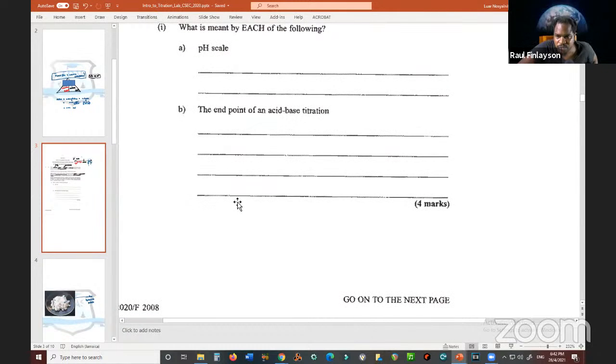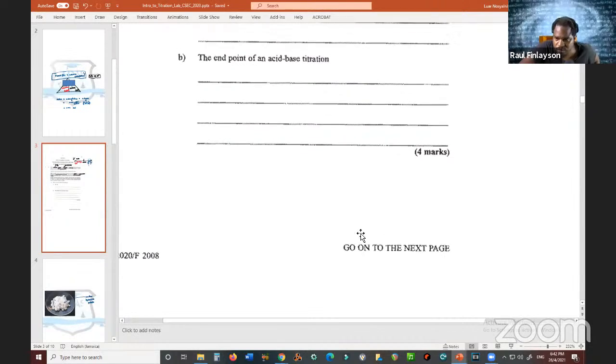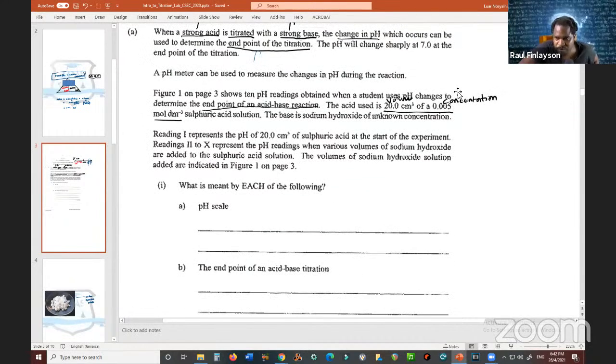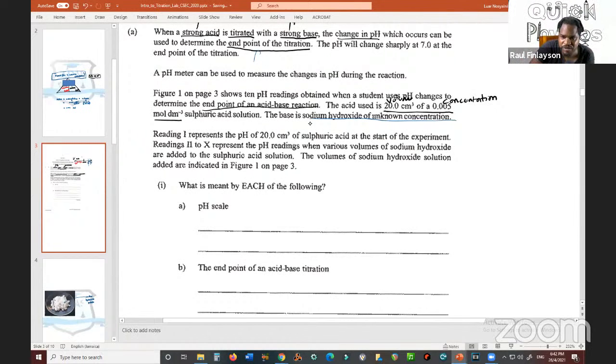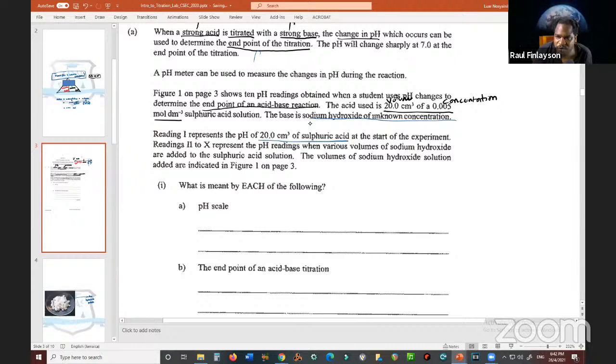So that's it. All right, we won't trouble the definitions right now, but whereas you're there, the base, so they tell you the base solution is sodium hydroxide of unknown concentration. Bam. All right, that's cool. Reading 1 represents this amount of sulfuric acid. Remember that the sulfuric acid is what we know everything about. We know even the moles of it that we have now. All right. Let's see what happens here.